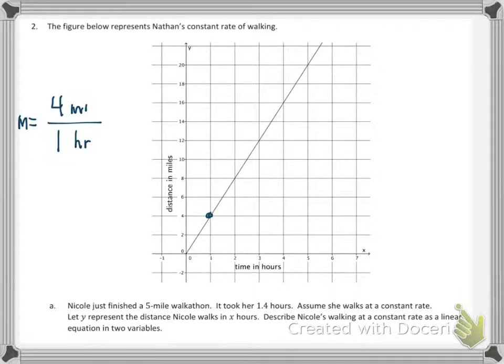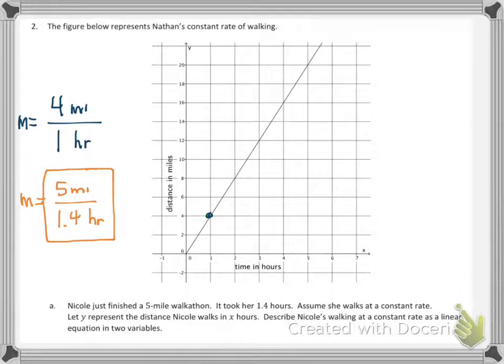I'm still going to do distance. Distance is 5 miles. The slope is equal to 5 miles, and it took her 1.4 hours to finish the 5 miles. And we need to write an equation, but we also need to figure out what this actually is. What is her rate? Well, to do that, I just divide.